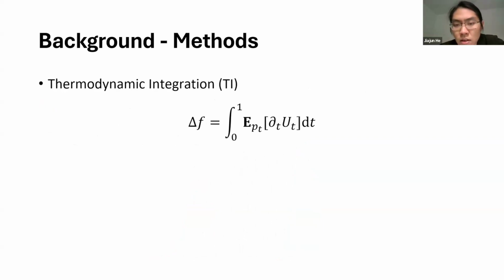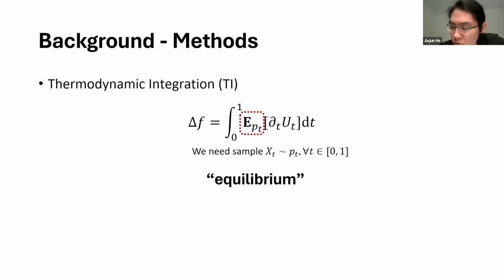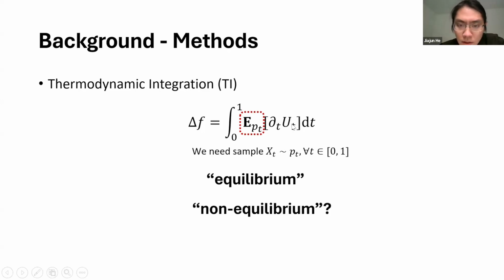Basically, it says that if you get samples from every intermediate distribution PT, which is also defined with this U, then you can take the expectation of its partial derivative over U and integrate from 0 to 1 to get the free energy difference. This is known as an equilibrium approach because we need samples that exactly follow this PT, which is proportional to the exponential of the negative UT. So this can be expensive.